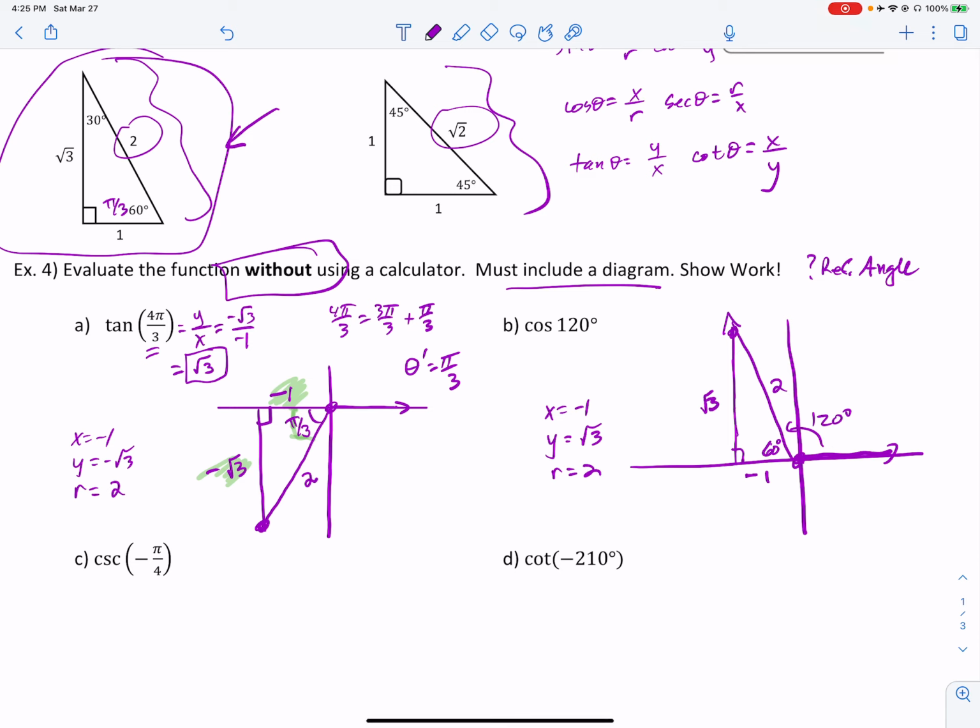So cosine is x over r. So it is going to be a negative 1 over 2, and that is your cosine of 120 degrees, negative 1/2. Again, I could come here and go, okay, here's my triangle, this is 60. Cosine is adjacent over hypotenuse, so I get negative 1 over 2 that way.